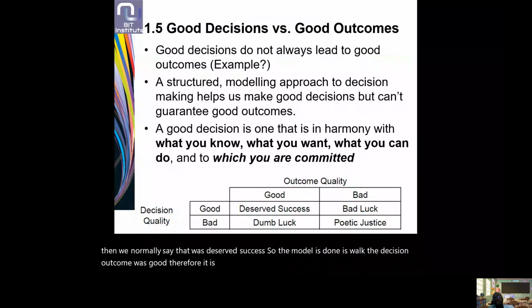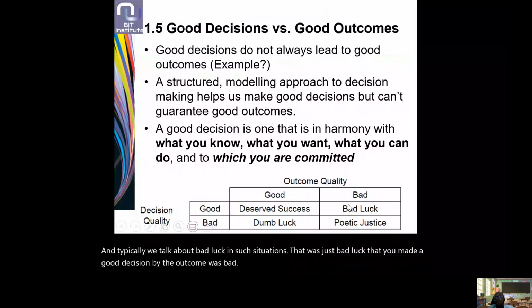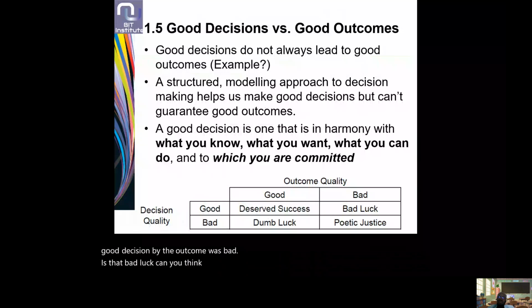But sometimes you can make a good decision, in other words, the good decision arising from that model, which results in a bad outcome, right? And typically we talk about bad luck in such situations, that was just bad luck. You know that you made a good decision, but the outcome was bad. Can you think of scenarios where, based on the facts that you have, you made a good decision, but the outcome was bad?